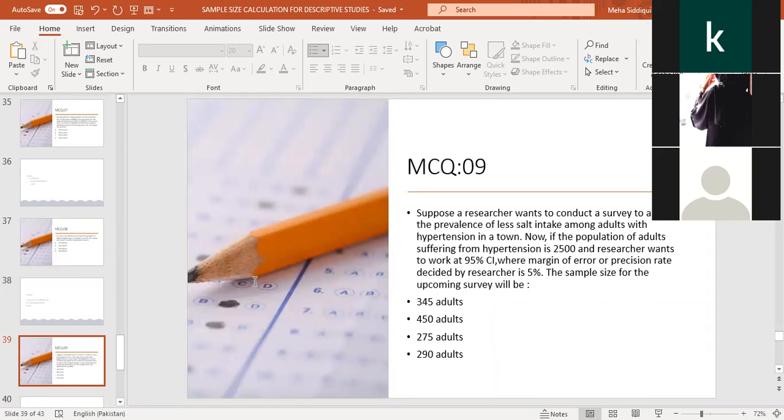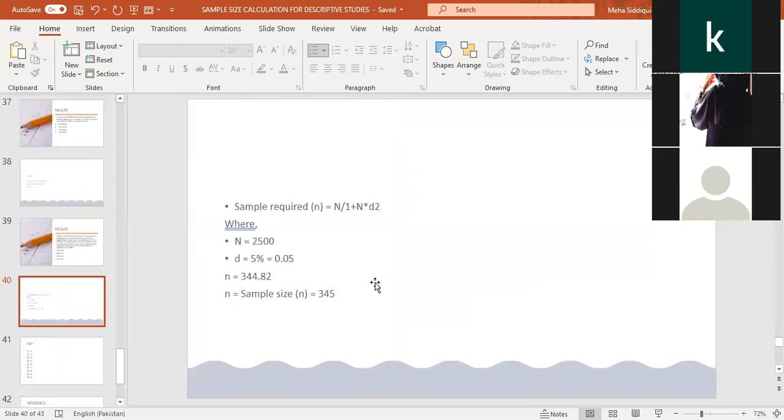Now, MCQ number 9. Suppose a researcher wants to conduct a survey to assess the prevalence of less salt intake among adults with hypertension in a town. Now, if the population of adults suffering from hypertension is 2,500 and the researcher wants to work at 95% confidence level, where margin of error or precision rate decided by the researcher is 5%. The sample size for the upcoming survey will be 345 adults, 450 adults, 275, 290. The correct answer will be 345.